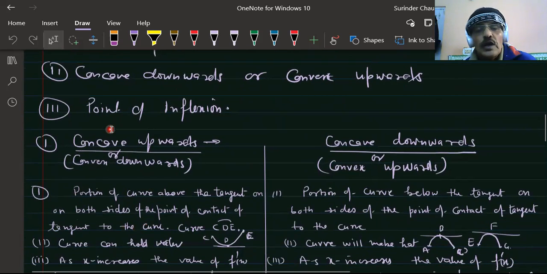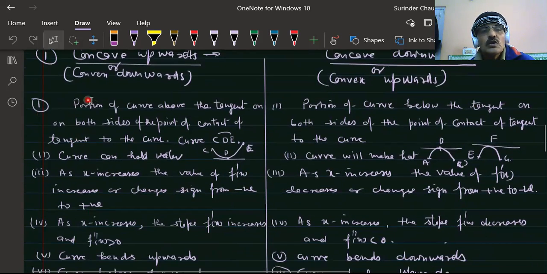Now let's compare concave downwards, concave upwards, and convex downwards. Concave upwards means convex downwards, and concave downwards means convex upwards. So, the portion of the curve above the tangent on both sides of the point of contact of the tangent to the curve.